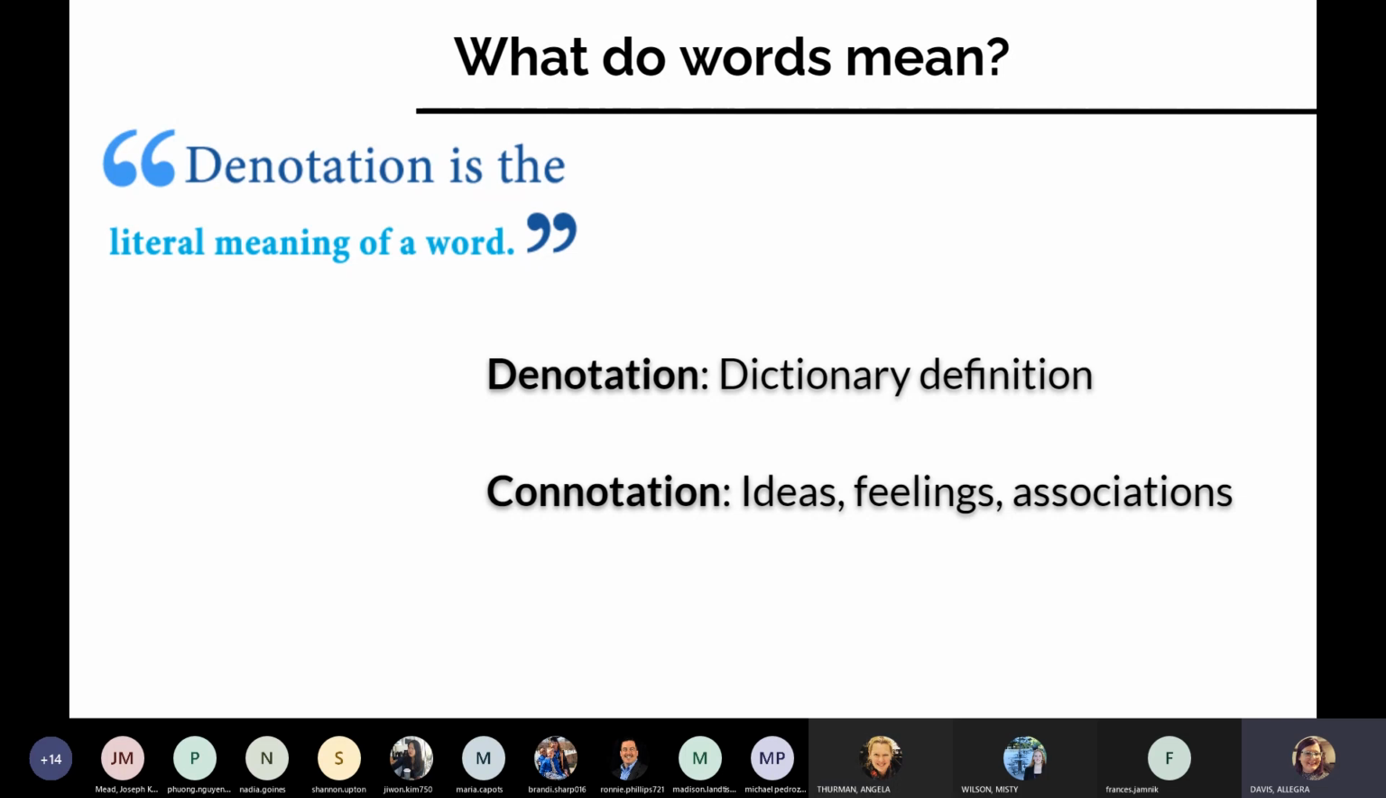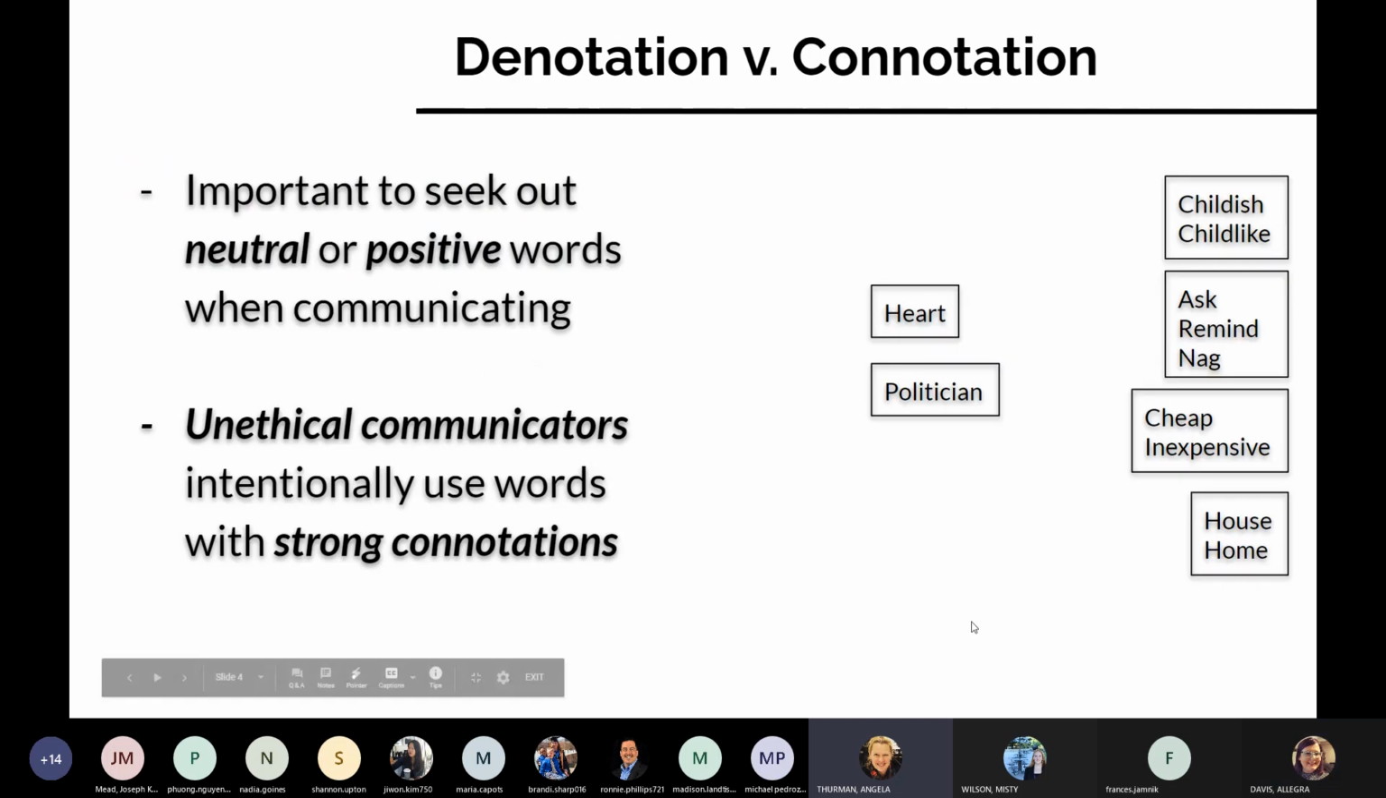Sometimes it's cultural. Sometimes my son will say something is sick. And if I looked it up, that would mean ill. But in slang, it means cool. So is that an example of denotation versus connotation? Sort of. Slang can be tricky, but yes, it means something different based on cultural association.